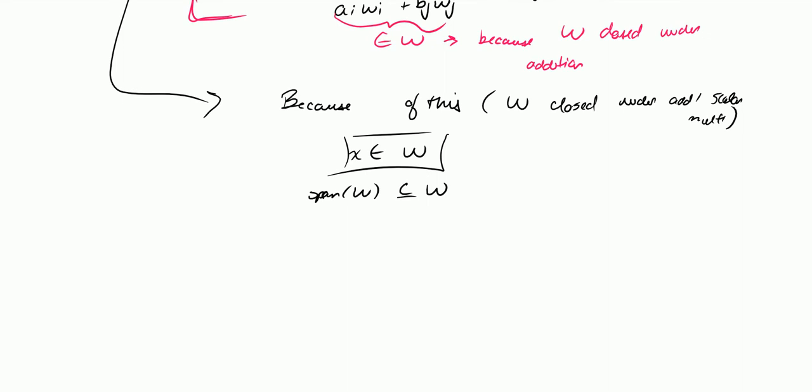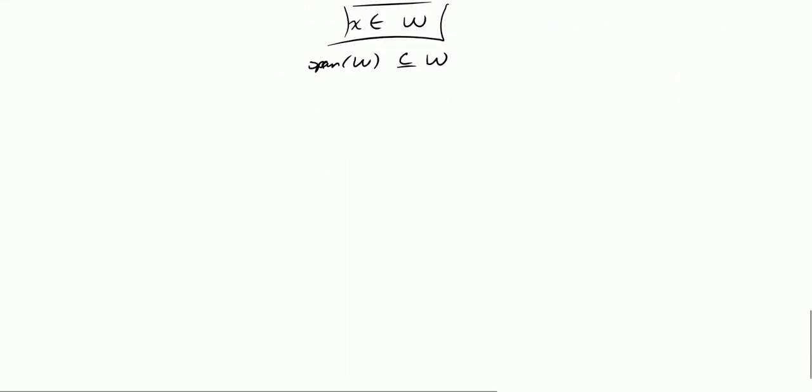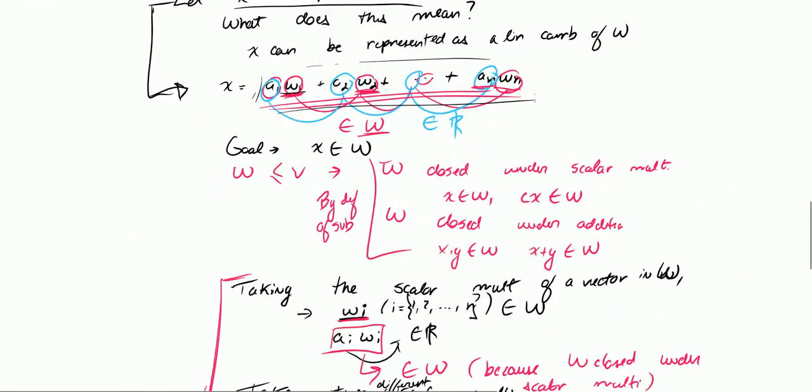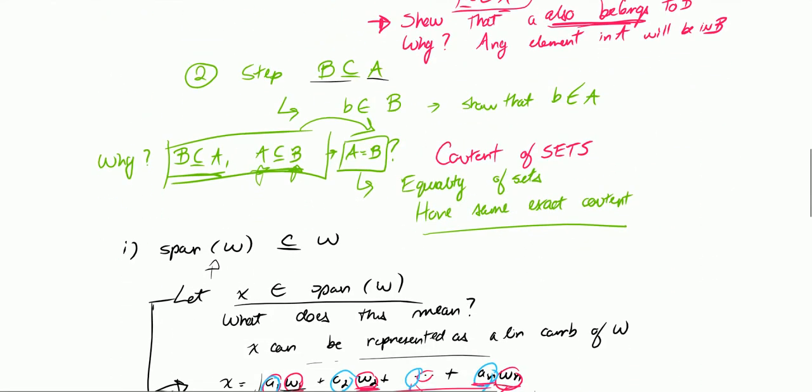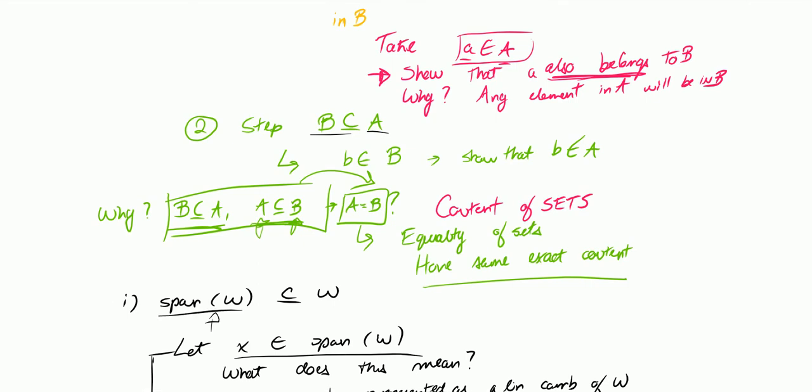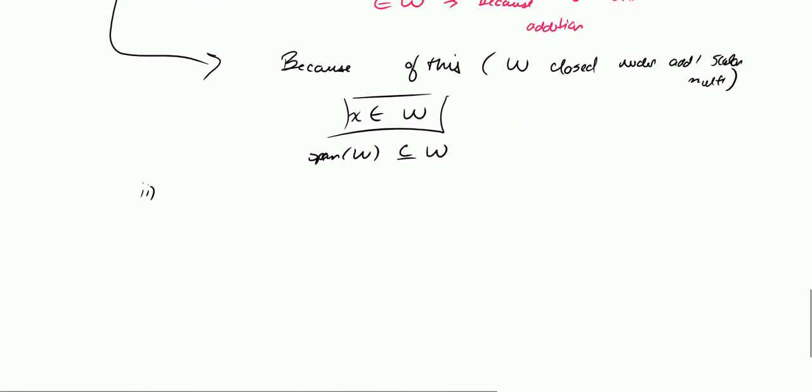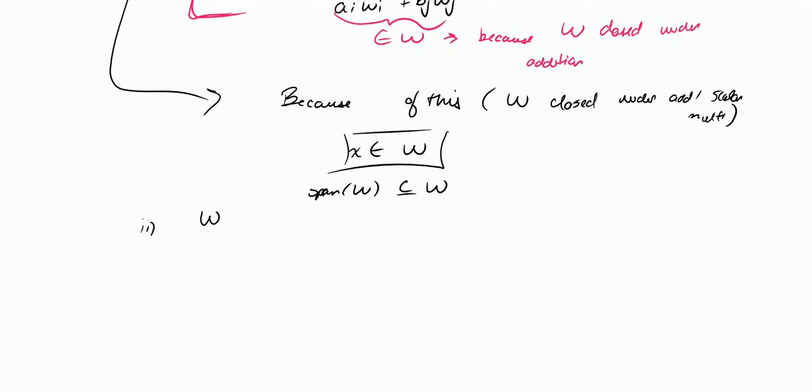Okay. Now, the second part of the proof. I know this is very long, but I'm trying to show that span of W is equal to W. The first thing I need to do is to show that span of W is a subset of W. The second part is showing that W is a subset of span of W.